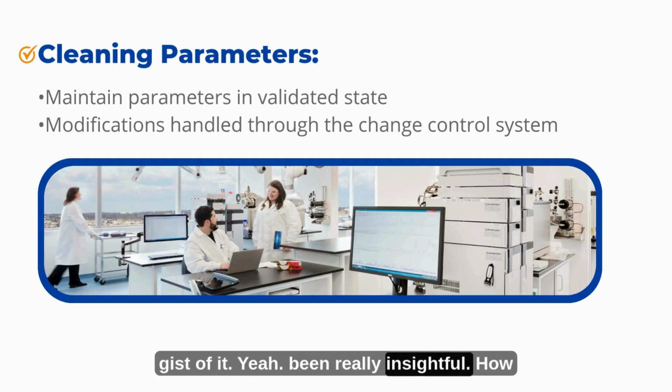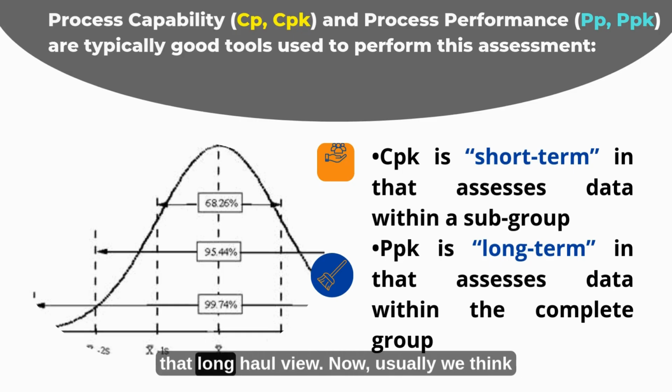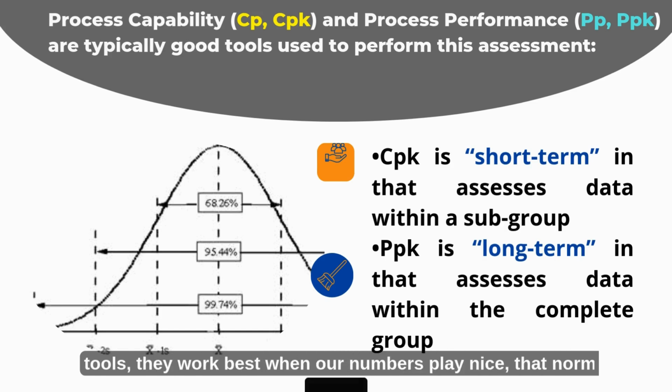Has been really insightful. How consistently we're cleaning, are things really clean? And I see terms like process capability, the CPP and CPK for those kind of quick checks, and then PPPK, process performance, for that long haul view. Now, usually we think of this data fitting a nice bell curve, most results huddled around the average. Yeah, spot on. Those tools work best when our numbers play nice, that normal distribution.